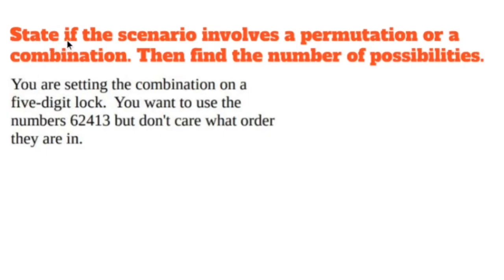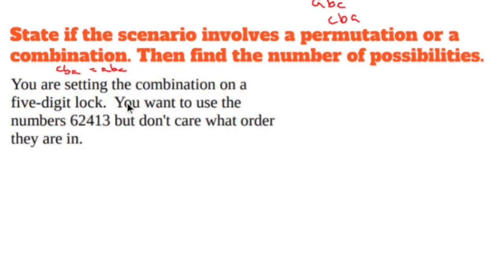You're going to hate this one. State whether the scenario involves a permutation or a combination. A permutation means that something like ABC and CBA are two completely different things, whereas a combination tells you that CBA and ABC are the same thing. So I have to find the number of possibilities once I figure out whether this is a permutation or a combination. So you might be thinking, well, you said I'm going to hate this. Why am I going to hate it? That's not so bad. You are setting the combination on a 5-digit lock.